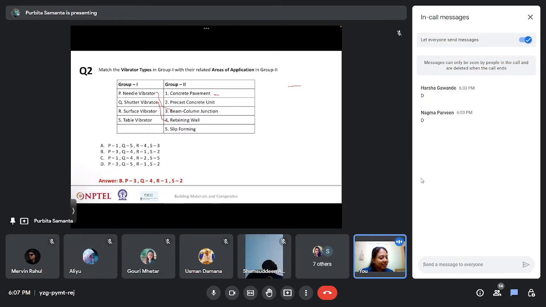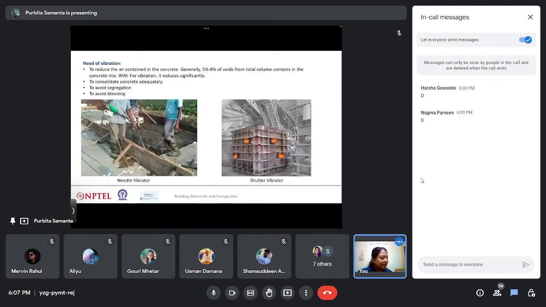This particular thing is used when we are making concrete pavement. And table vibrator is something which is used when we are making precast concrete units. Okay, so this will be the correct answer. Now let us see with the help of some images how these vibrators look, and how their applications are.